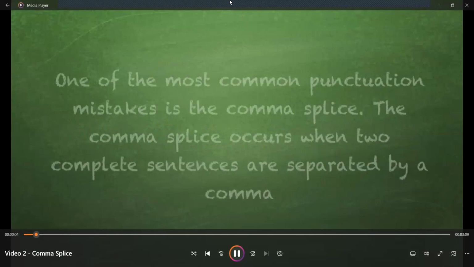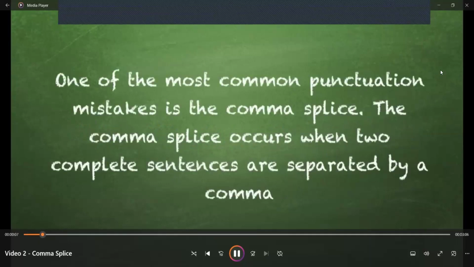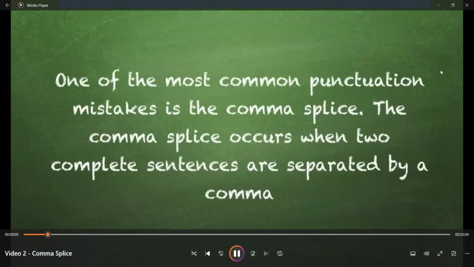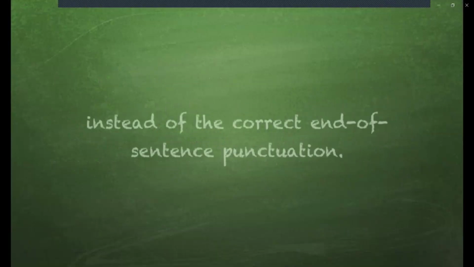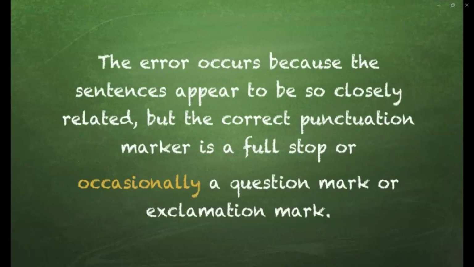One of the most common punctuation mistakes is the comma splice. The comma splice occurs when 2 complete sentences are separated by a comma instead of the correct end of sentence punctuation. The error occurs because the sentences appear to be so closely related, but the correct punctuation marker is a full stop, or occasionally a question mark or exclamation mark.